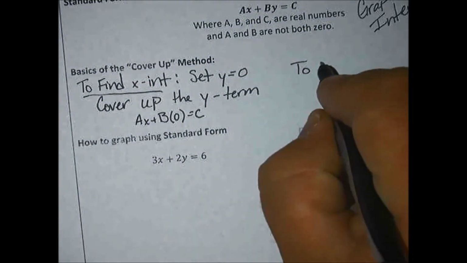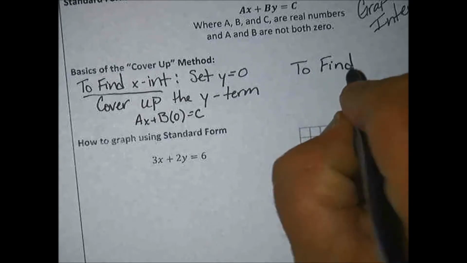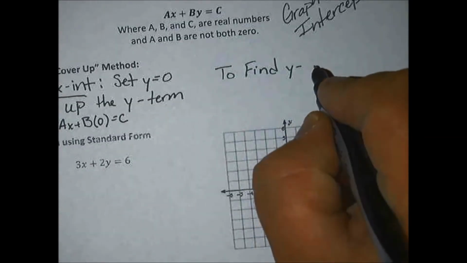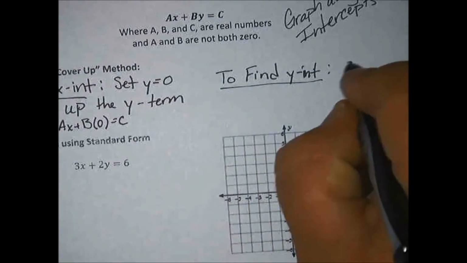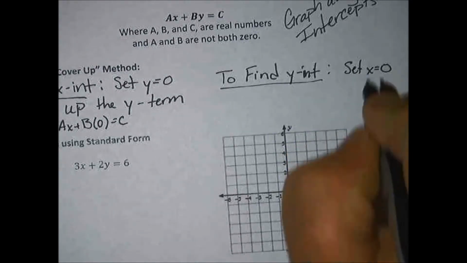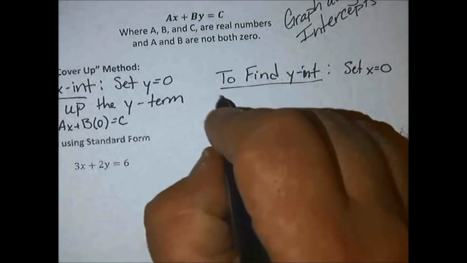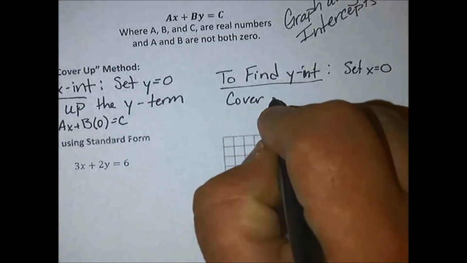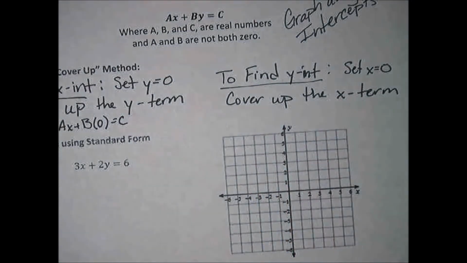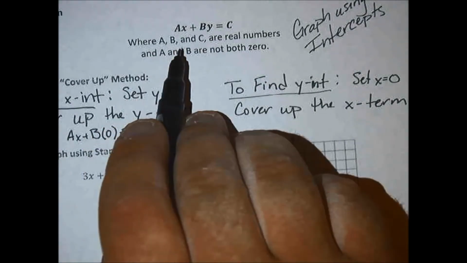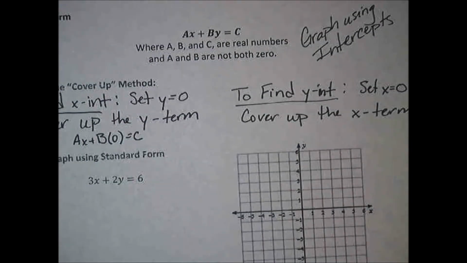The opposite is true for the y-intercept. To find that y-intercept, we're going to set x equal to 0. Really what that means is to cover up the x term, because we'd be looking at a times 0 plus by equals c. That's why we use the cover-up method: covering up those terms makes it an easier equation, and it makes it so we can solve it.